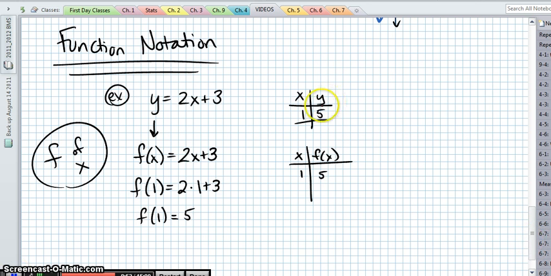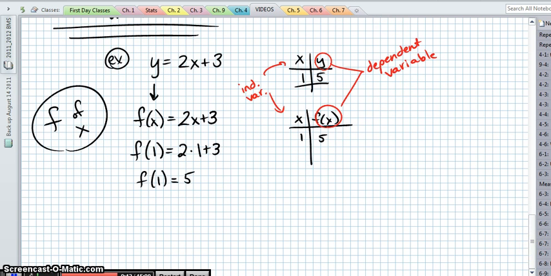Y and f of x both represent the dependent variable, which of course makes x the independent variable. You might say, well, why would we write it like this? It's actually very helpful because we can see what exactly we're substituting in for x. So let's take a look at another example.